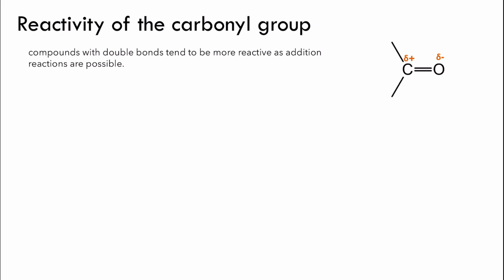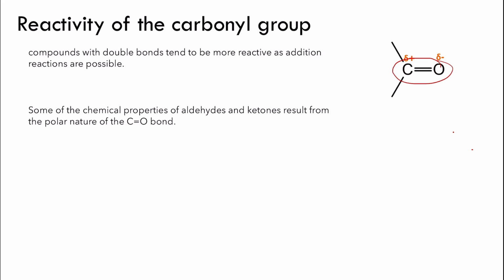For the reactivity of the carbonyl compounds, they have a double bond here, which is the carbonyl group. Compounds with double bonds tend to be more reactive, as there is a possibility for addition reactions. Some of the chemical properties of aldehydes and ketones are a result of the polar nature of the carbonyl group. The carbon has a partial positive charge and the oxygen has a partial negative charge. And we have a double bond, and different groups can be added to this double bond.